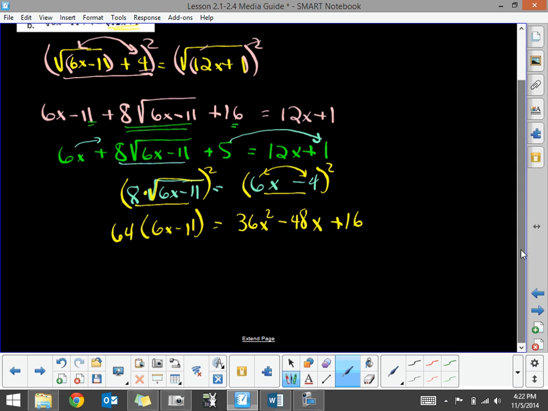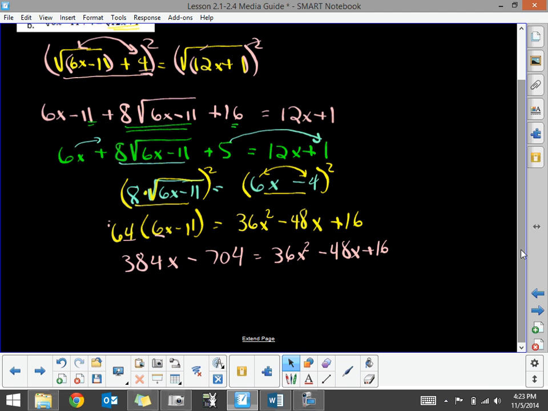We've got a little distributing to do on the left-hand side, so over here we're going to have 6 times 64, that's 384x, and minus 64 times 11. 64 times 11, that one's a little bit more straightforward, 704. So 384x minus 704 equals 36x squared minus 48x plus 16.